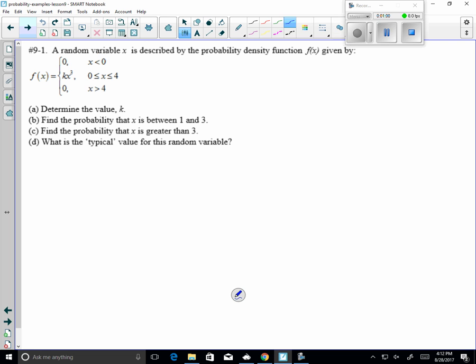Okay, when I'm working on this, as soon as I see the words probability density function, that tells me this is a continuous distribution, and that means that probabilities are going to be determined using calculus and using integrals. So first of all, for the value k, there's an implication here that this f of x is not already a probability density function.